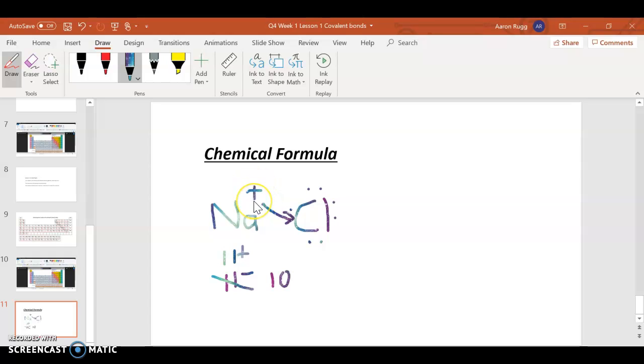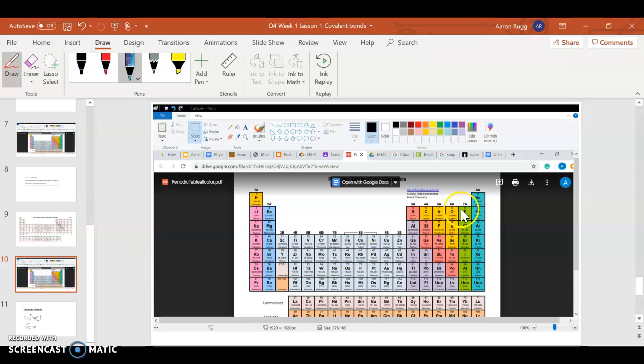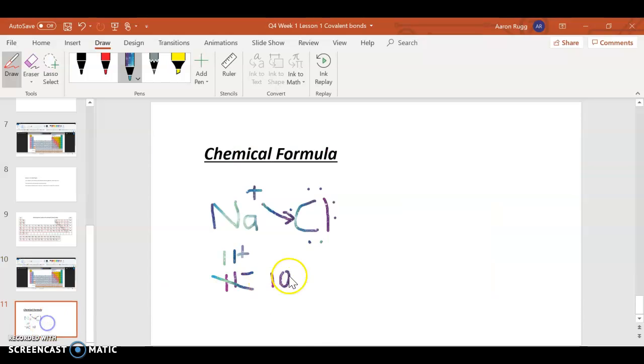We don't write the number, we just put in the plus. Chlorine has 7 valence electrons. Its atomic number is 17, which means it starts off with 17 protons and 17 electrons. It gains 1 electron from sodium. It now has 18, and it now has an overall negative charge.